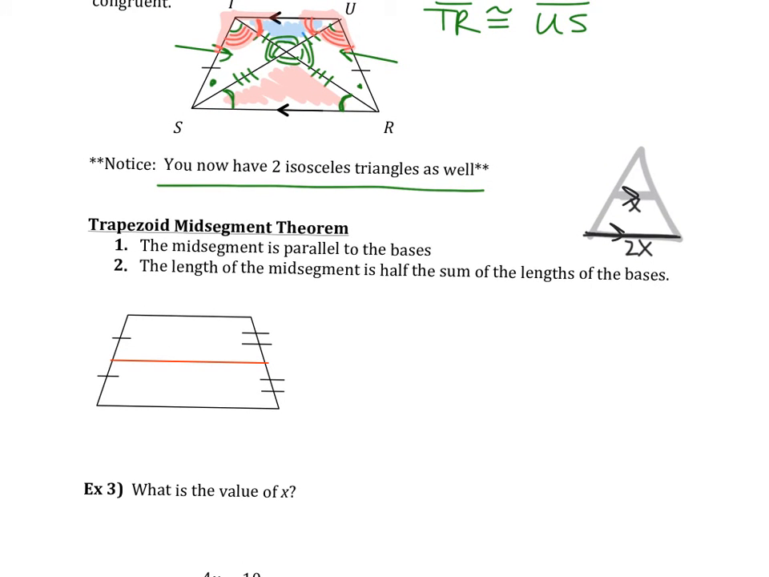Okay, so trapezoid mid-segment does the same thing. The first thing is the mid-segment, so here's your mid-segment, it is parallel to both of your bases. So we know that all 3 of those are parallel to each other. But then the second thing says the length of the mid-segment, so the red line, is half the sum of the lengths of the 2 bases. So if I call this, let's just give these letters for now, A, B, C, D, E, and F.